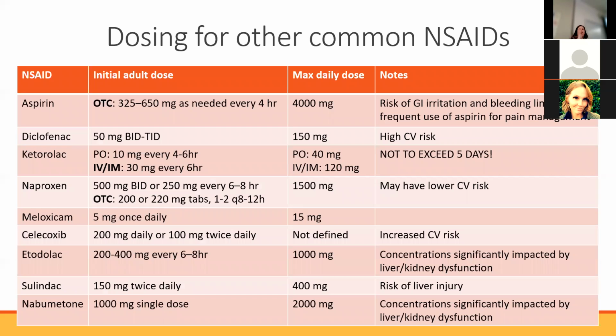Lots of NSAIDs. So aspirin, obviously ibuprofen, but also naproxen. Those are ones that are available over the counter. Ketorolac is the one that is available for both IV and IM.